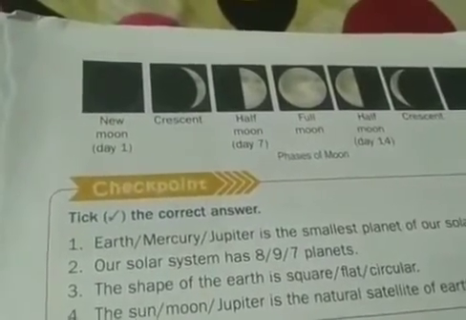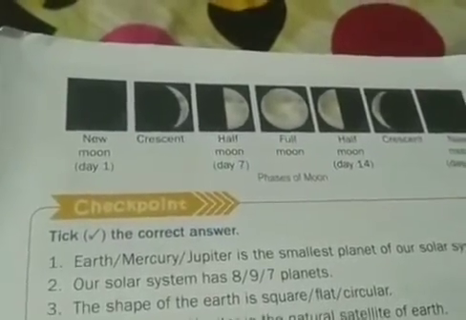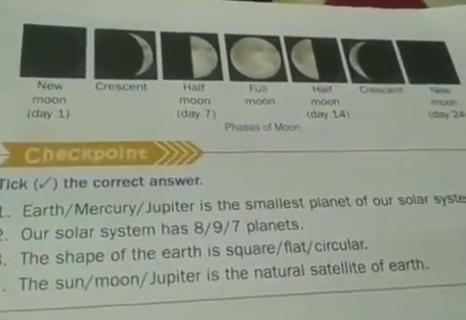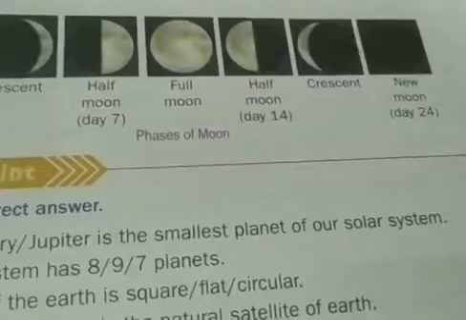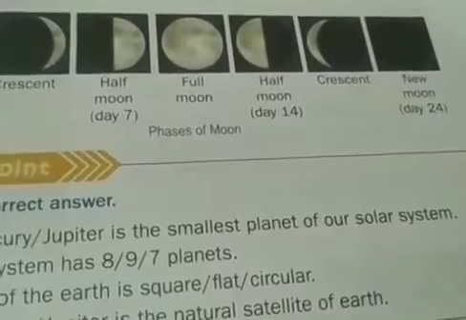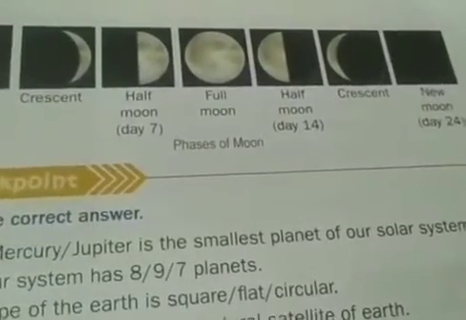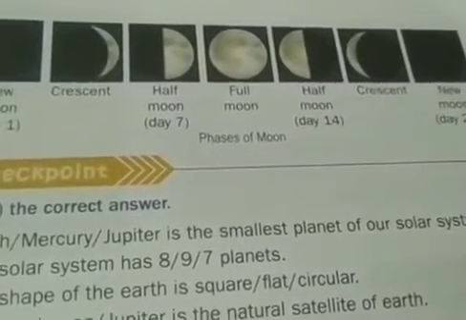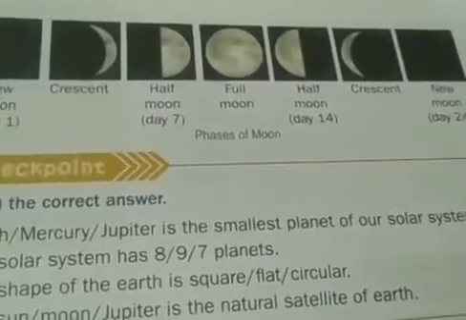So in day 7 we can see the half moon. After that we can see full moon. Again, when it rotates, after 14 days, again the moon changes its shape into half moon. After that again crescent, and again new moon. After 24 days we again can't see the moon because again earth comes in between the sun and the moon.